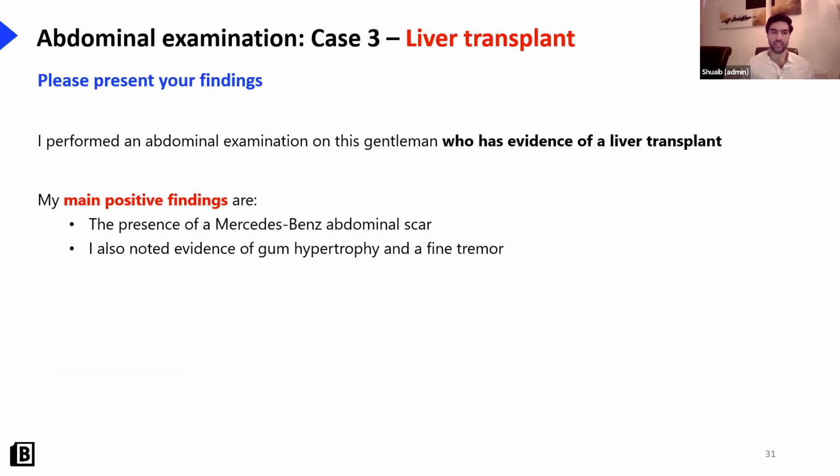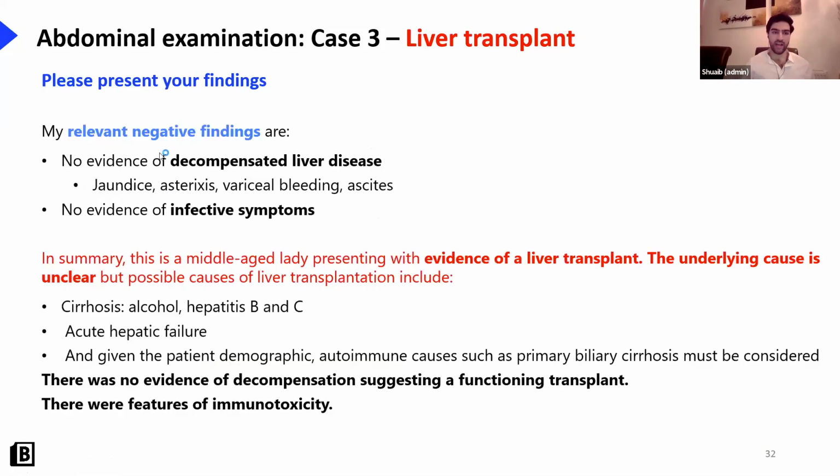So, as always, presenting your findings: I performed an abdominal examination on this gentleman who has evidence of a liver transplant. My main positive findings were the presence of a Mercedes-Benz abdominal scar, and I also noted evidence of gum hypertrophy and a fine tremor. My relevant negative findings are that there's no evidence of decompensated liver disease, such as jaundice, asterixis, variceal bleeding, or ascites, and there is no evidence of infective symptoms.